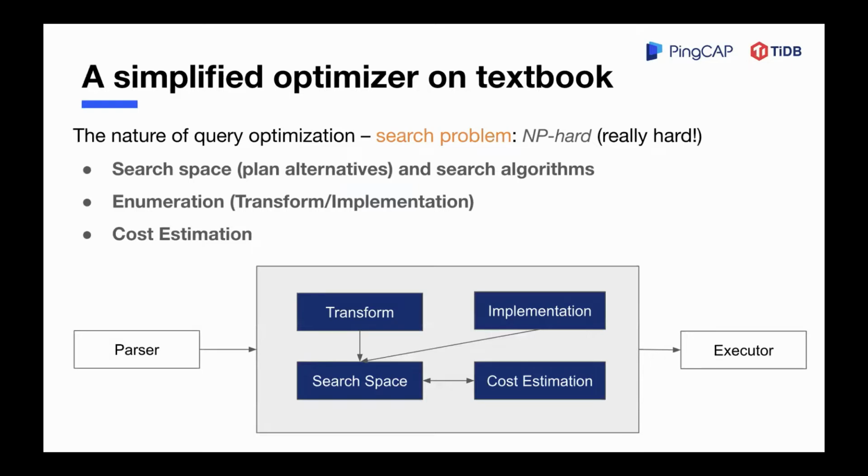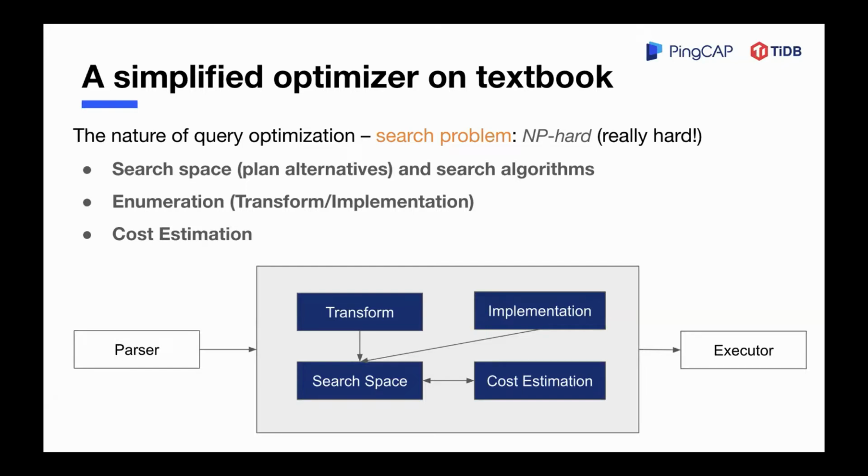And then next, I would like to talk about the optimizer. So this is a simplified, classical optimizer from a textbook or a paper. In general, I think the nature of query optimization is a search problem. Given maybe a very huge search space, the optimizer needs to find the optimal plan inside this search space. So that's basically a search problem, and it's proven to be an NP-hard problem. It's really hard, which means you probably cannot find an optimal solution within polynomial time.